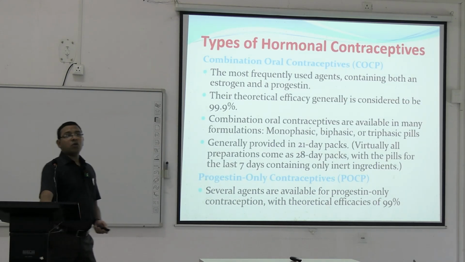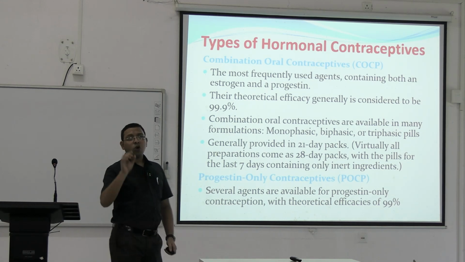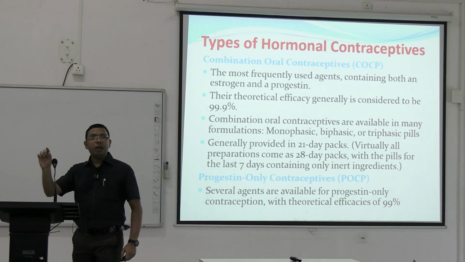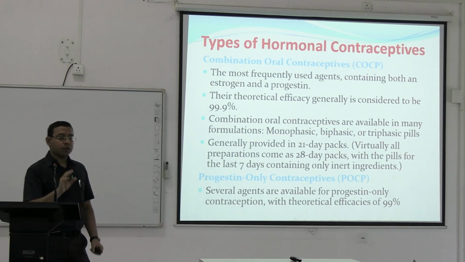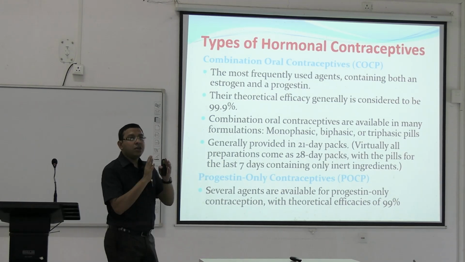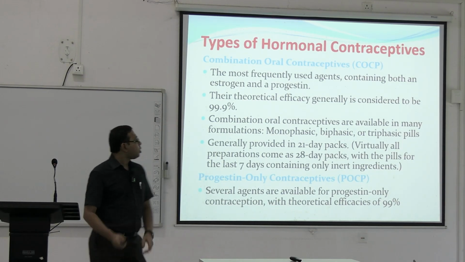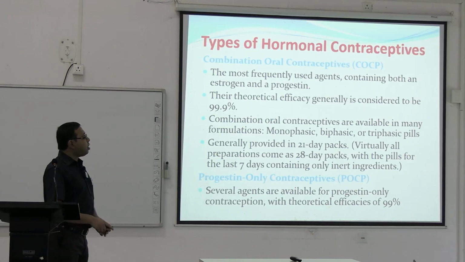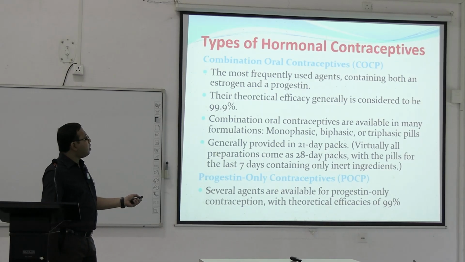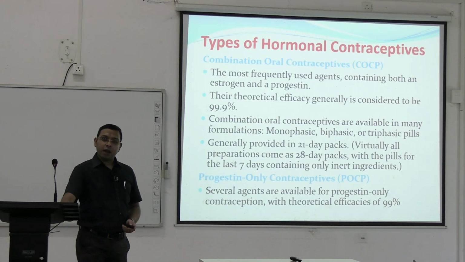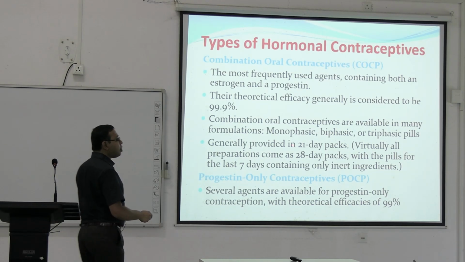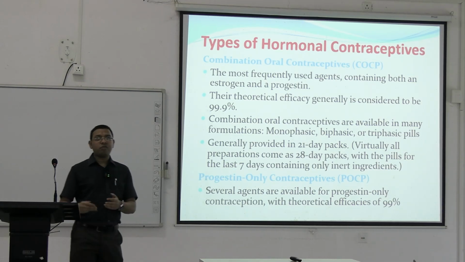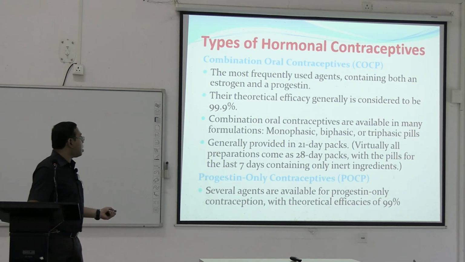The most common oral contraceptive pill is the combination oral contraceptive pill, COC or COCP. Combination means a combination of estrogen and progesterone. The theoretical efficacy of these most frequently used agents is approximately 99.9%. Combination oral contraceptives are available in many formulations, most commonly monophasic. Apart from this, there are biphasic and triphasic pills. We will come to this.